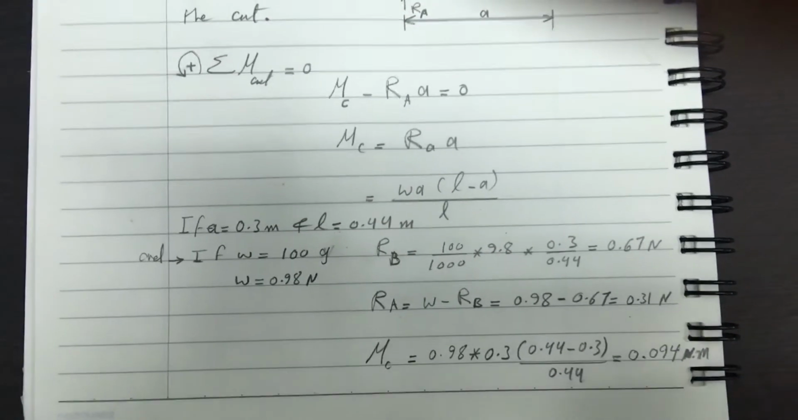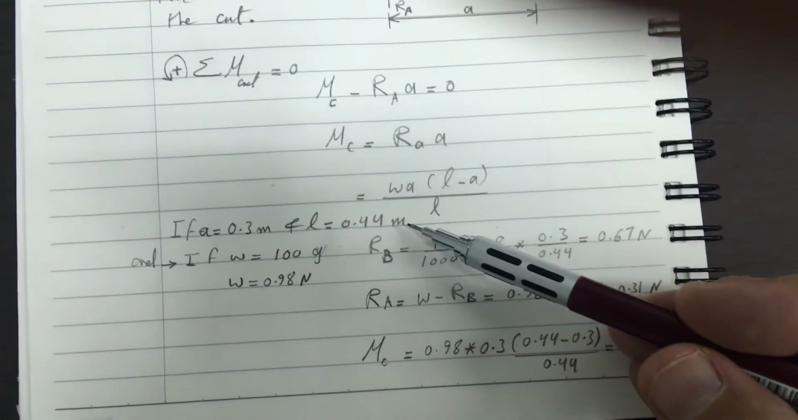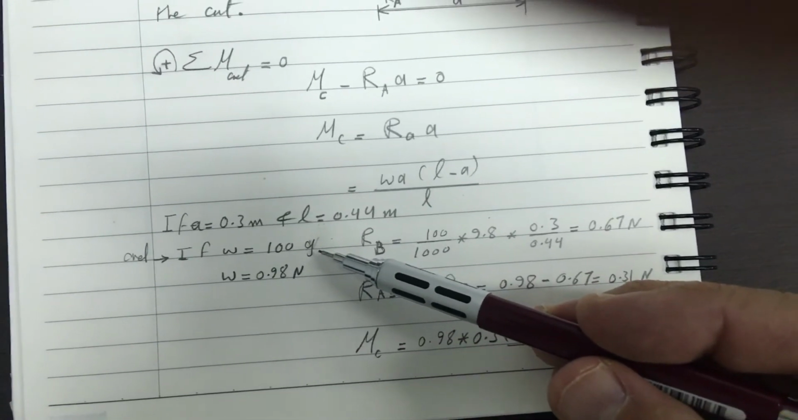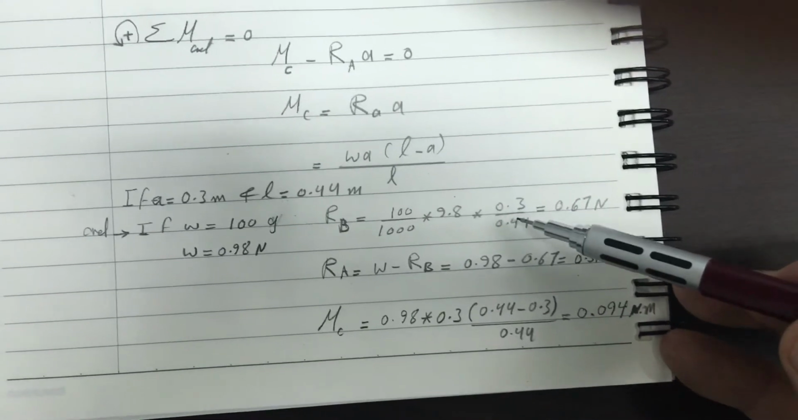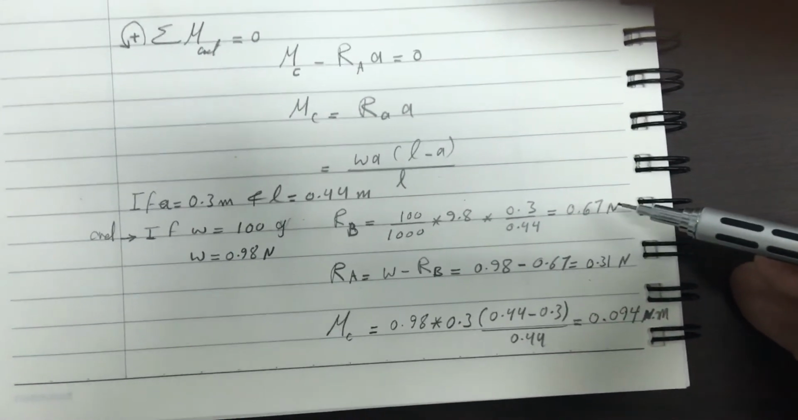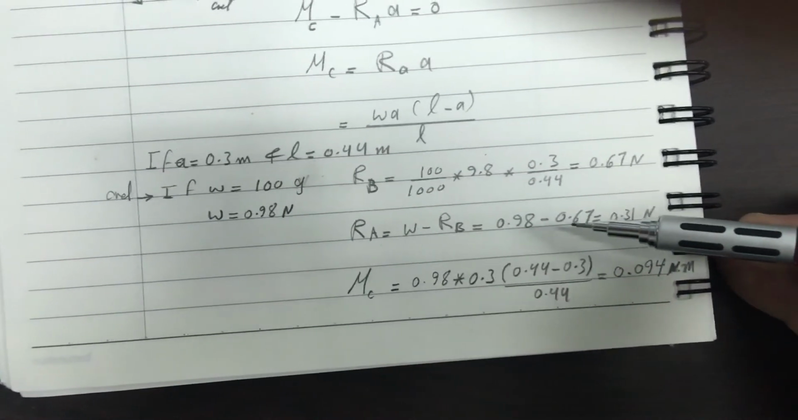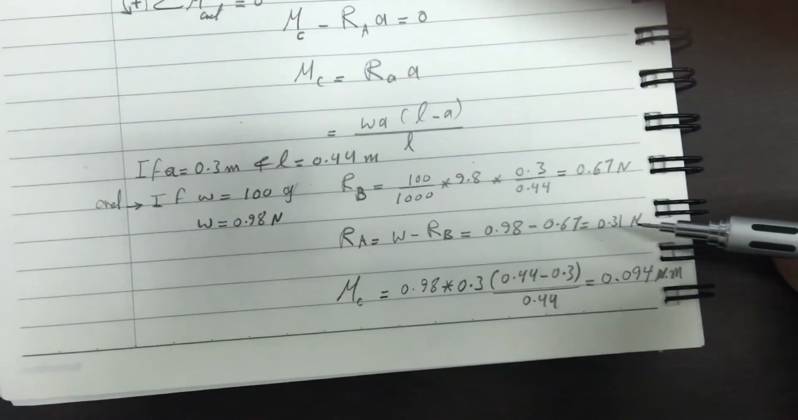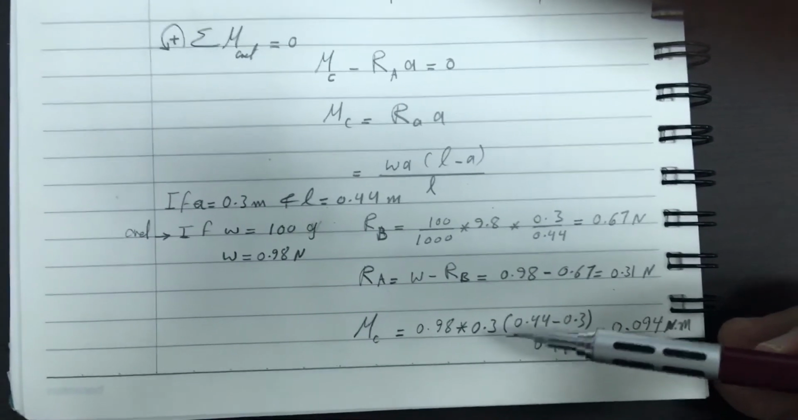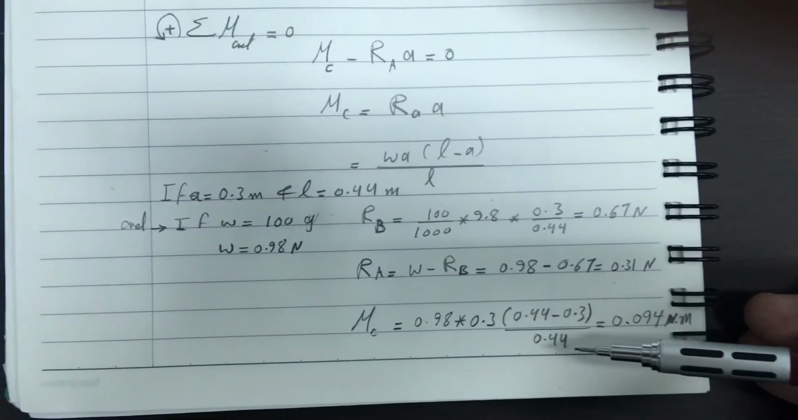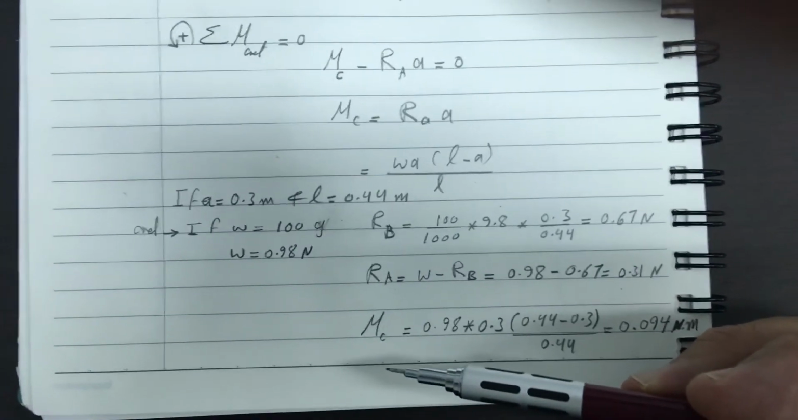Now, according to the equations derived so far, if A equal to 0.3 meter and L, the length of the beam, equal to 0.44 meter, and if W equal to 100 grams, then RB equal to 100 divided by 1000 times 9.8 times 0.3 divided by 0.44 equals 0.67 Newton, and RA equal to W minus RB, which is equal to 0.98 minus 0.67 equal to 0.31 Newton, and the moment at the cut according to the equation will be equal to 0.98 times 0.3 times (0.44 minus 0.3) divided by 0.44, and it's equal to 0.094 Newton meter. So let us check this on the experiment.